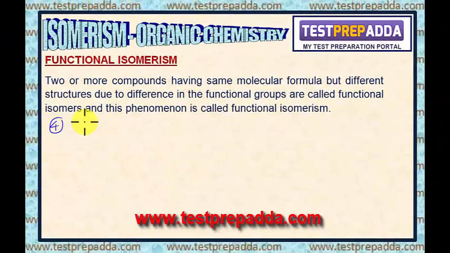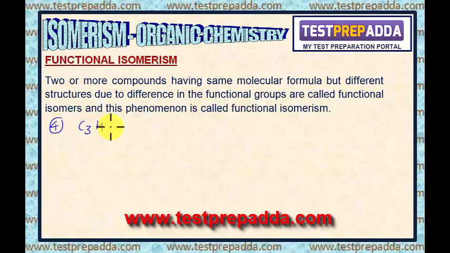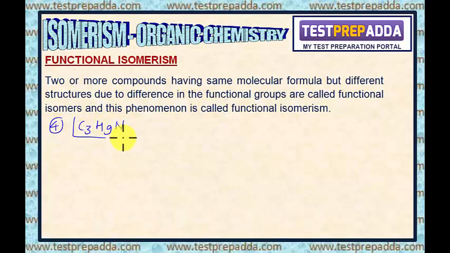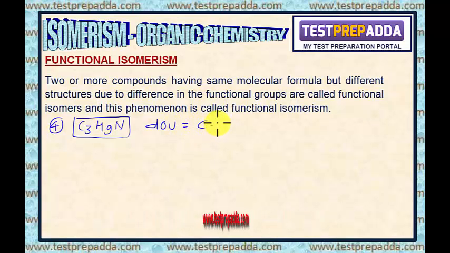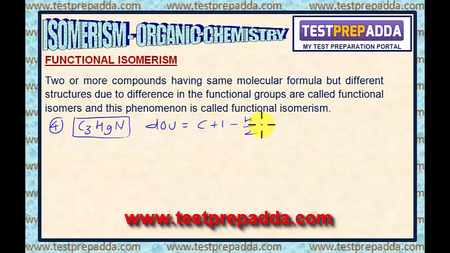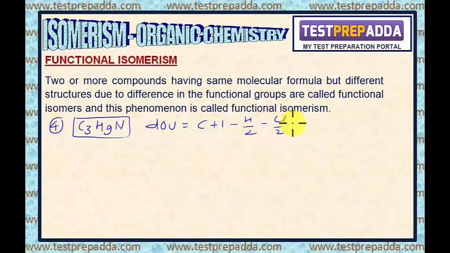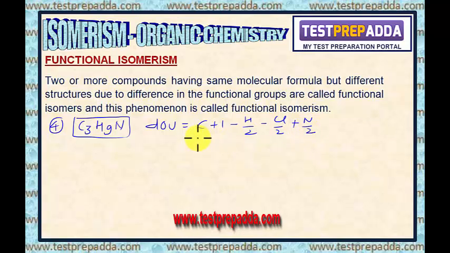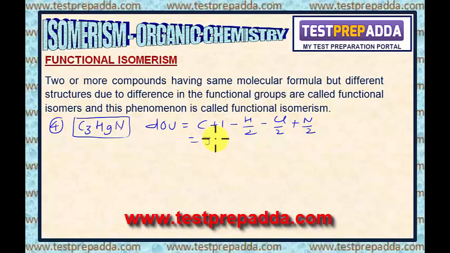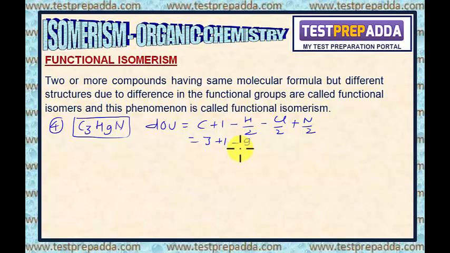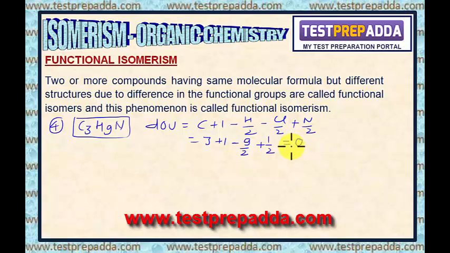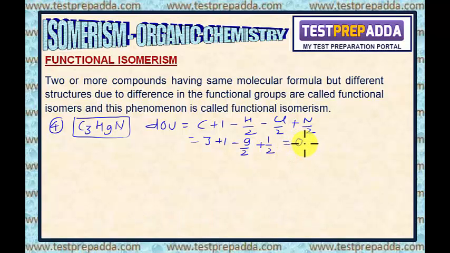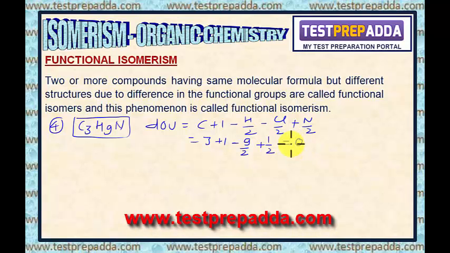Okay, now I'll take another case. Now consider molecular composition C3H9N. Nitrogen is present in this molecular composition. First of all, degree of unsaturation. It is number of carbon atoms plus 1 minus hydrogen atoms by 2 minus halogen atoms by 2 plus nitrogen atoms by 2. So it will be 3 plus 1 minus 9 by 2 plus 1 by 2, and that comes as 0. 0 degree of unsaturation. No double bond, no triple bond, no ring.